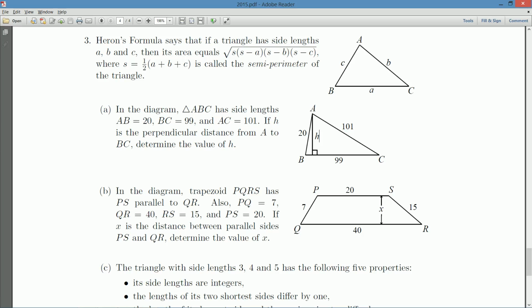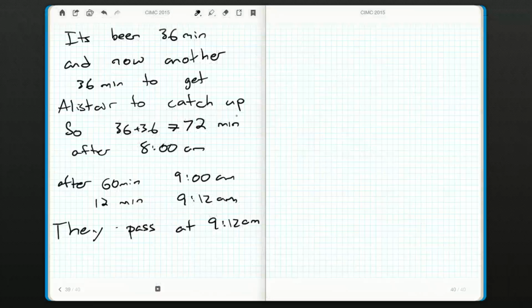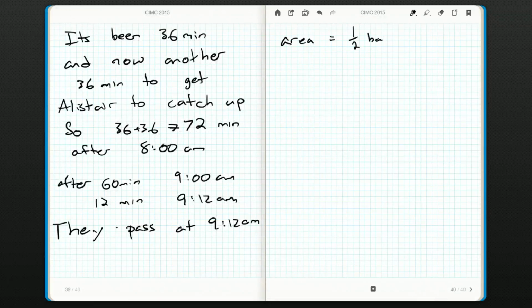Let's keep going. So the base is 99. The height is h. So our area should be 1/2 base times height. And that's 1/2 times 99 times h. Okay. And that works out nicely. So that's a way to get the area, and it's got an h in it. If I knew the area, I could just solve for h.